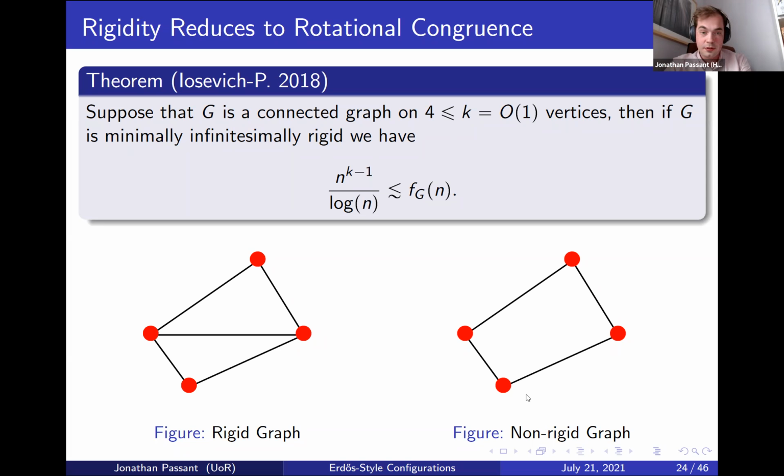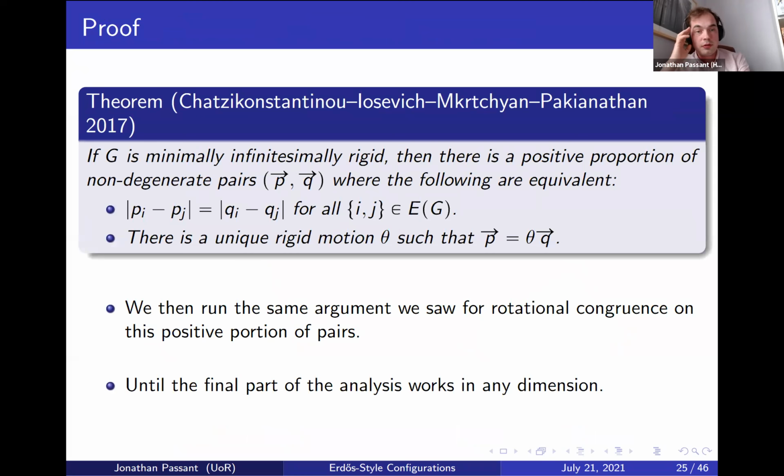Okay, so this relies on a theorem of Chapman, Iosevich, Senger, Koh, Pakianathan. And this essentially says if your graph is minimally infinitesimally rigid, then you will get a positive proportion of your pairs in your energy such that you have exactly what you want. So if all the edges are green, then we do have this rigid motion. And then the proof follows exactly as before.